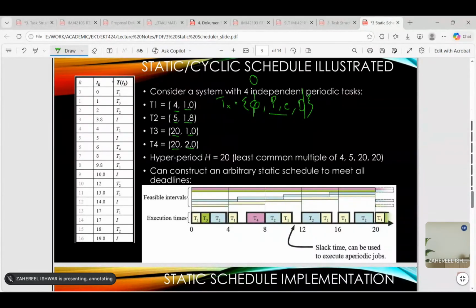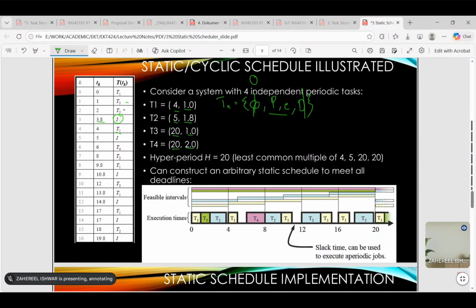All right, so at time equal to 0, we run T1. It needs 1 unit of time. And then at time equal to 1, we run T3. And then at time equal to 2, I run T2, which is 1.8. So next is at time equal to 3.8. Why do I have I here? Idle. So at time equal to 3.8, until time equal to 4, the CPU is idle. So at time equal to 4, again, I run T1.